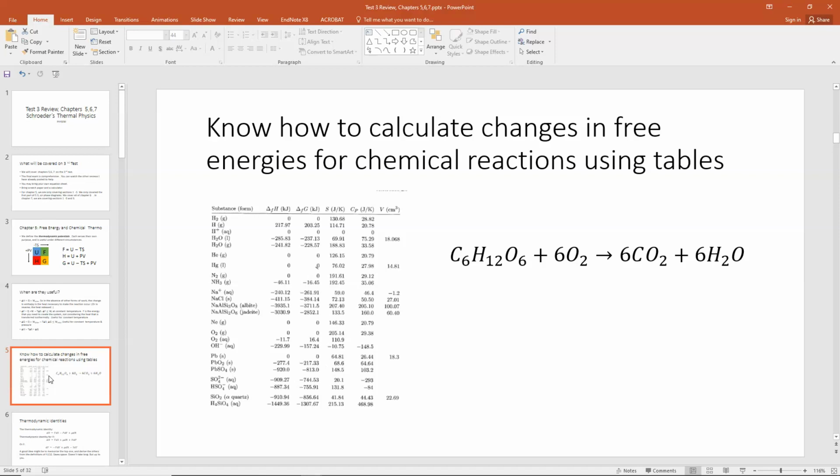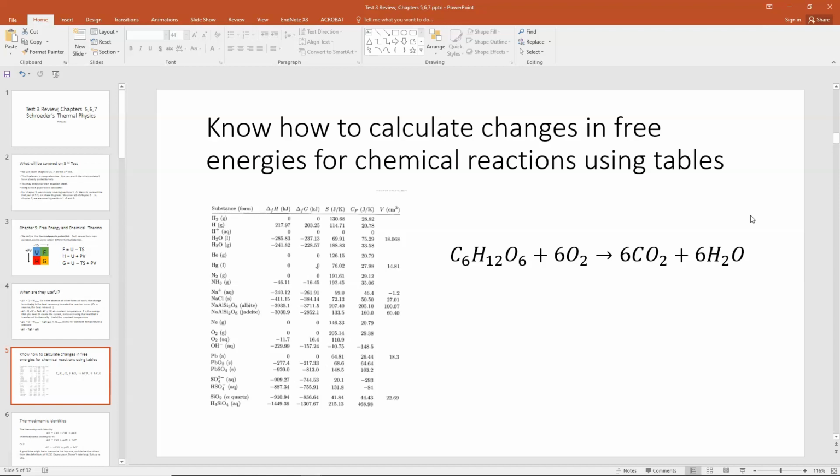So what you need to be able to do from this chapter is know how to calculate those changes in the Gibbs free energy for a reaction using the values from the table. We did some of these for homework and examples in class. So, for example, this is one of the examples that we did in class, which is the glucose reaction here.